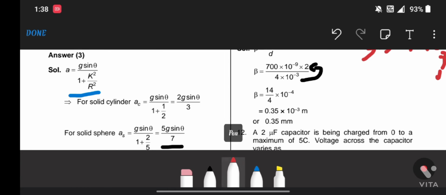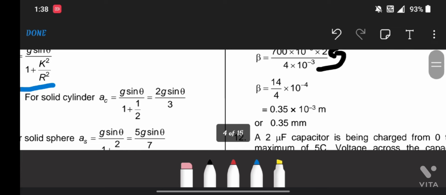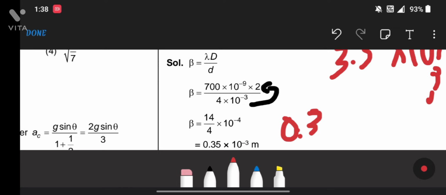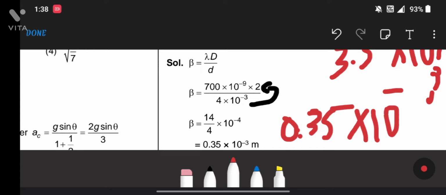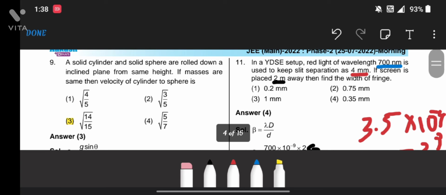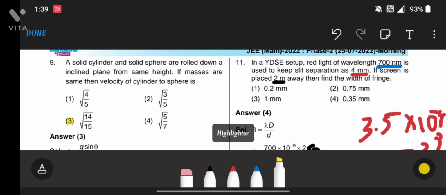Let us write it here. So how we got? We got 0.35 into 10 to the power minus 3. Okay, this one we got, right? So therefore 0.35 nanometer is the correct answer. So option 4 is correct answer for question number 11.